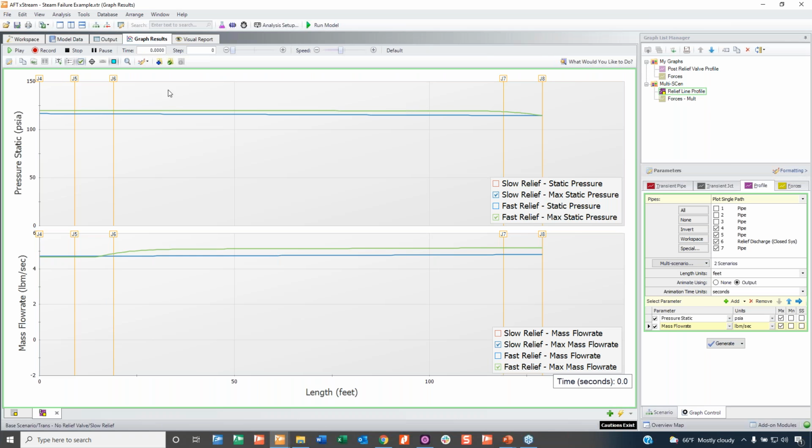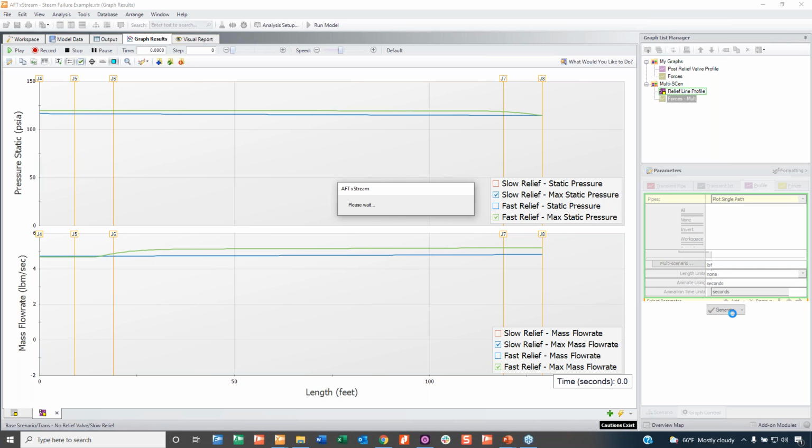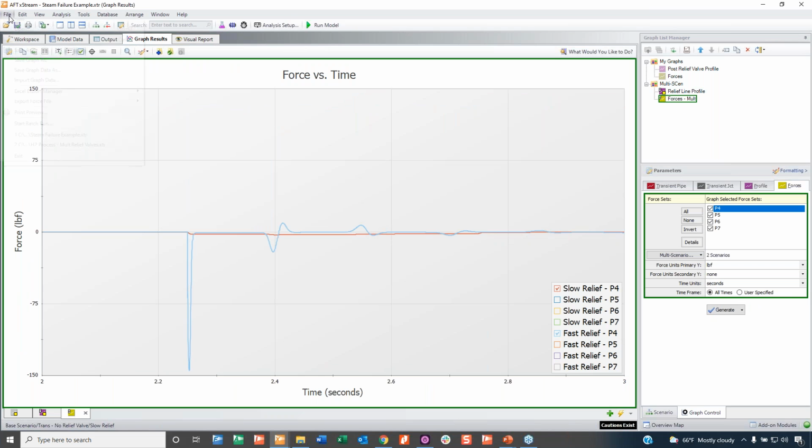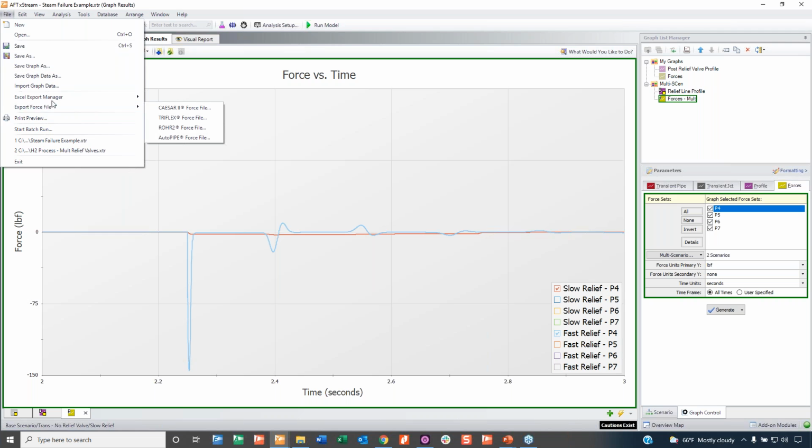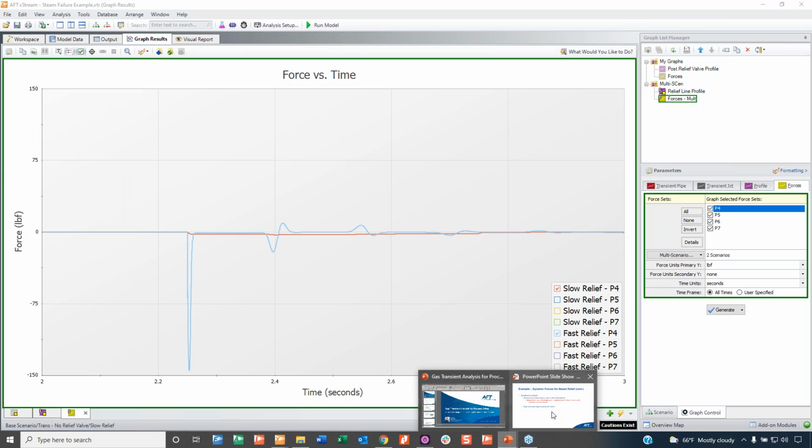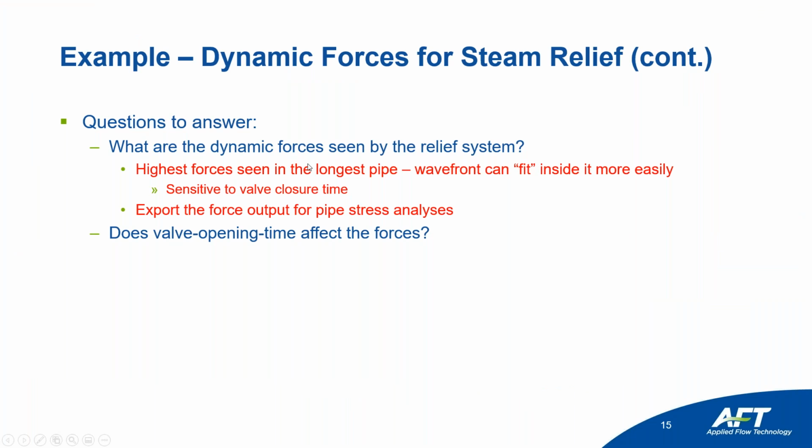Let's go back into the software though real quick. I forgot to show you, you can actually export these forces and these force sets for your stress analyses in another stress program. I brought that up, but I didn't show you. When you're in an Output tab, go to File, Export Force File, and you can export these dynamic forces. These are not static, these are dynamic transient force imbalances from transient specifically, but it's still force information. You can load that into your pipe stress software and do your stress analysis to make sure your material's okay, you meet code, all of that. So you can export the force output for pipe stress analyses, right? So that's what those forces look like.